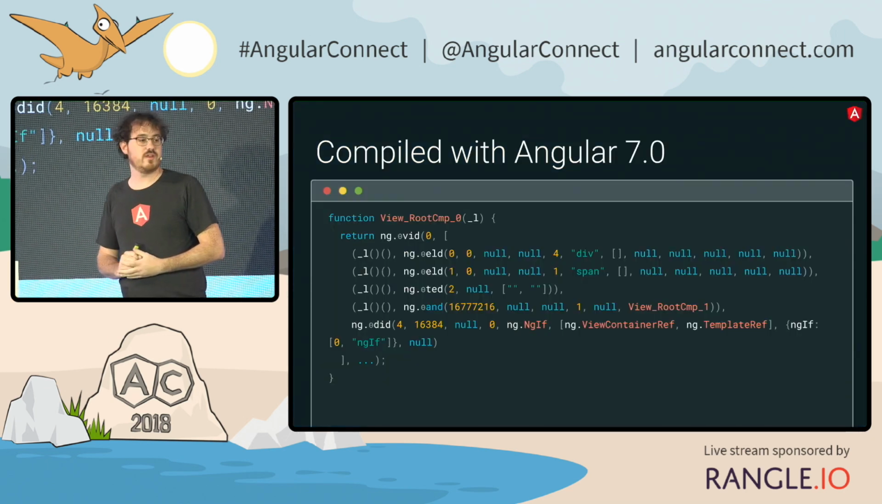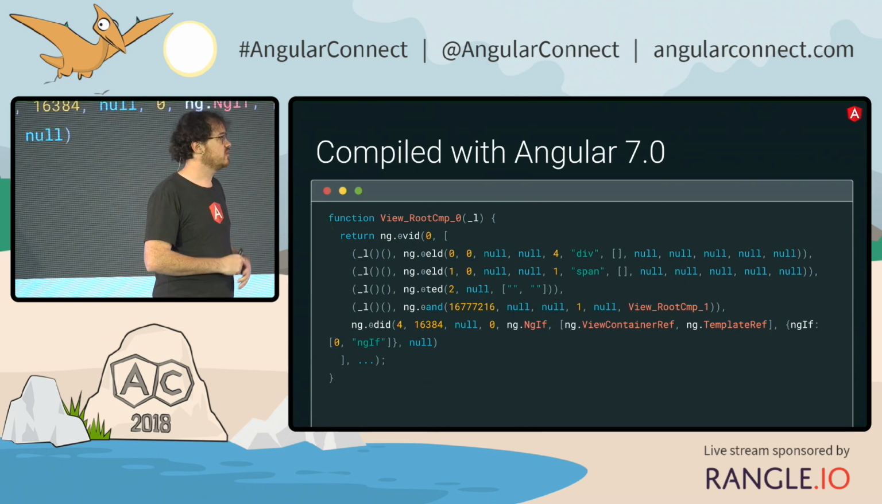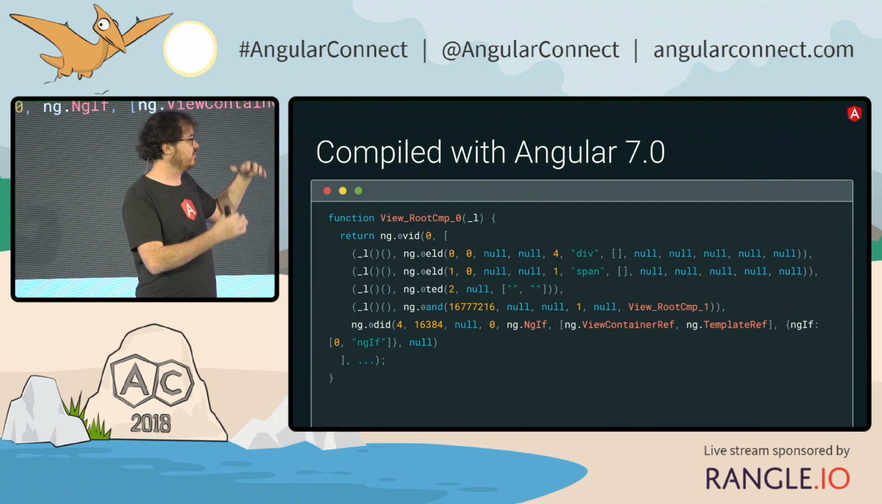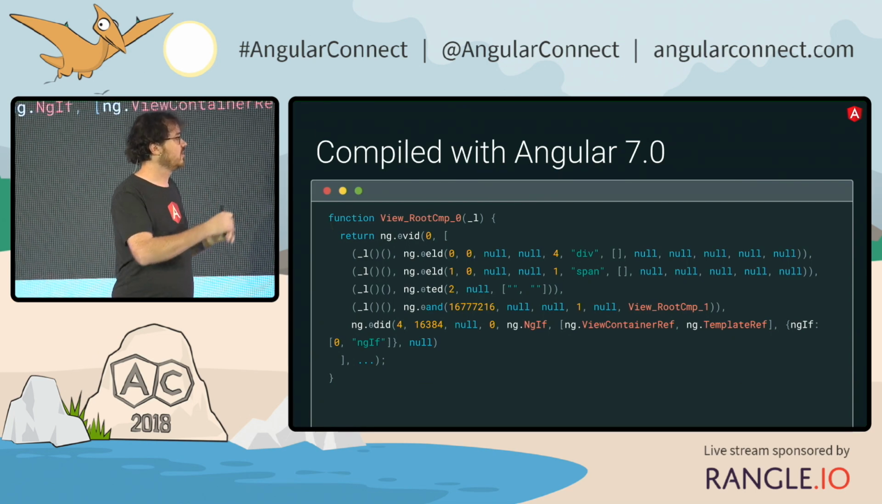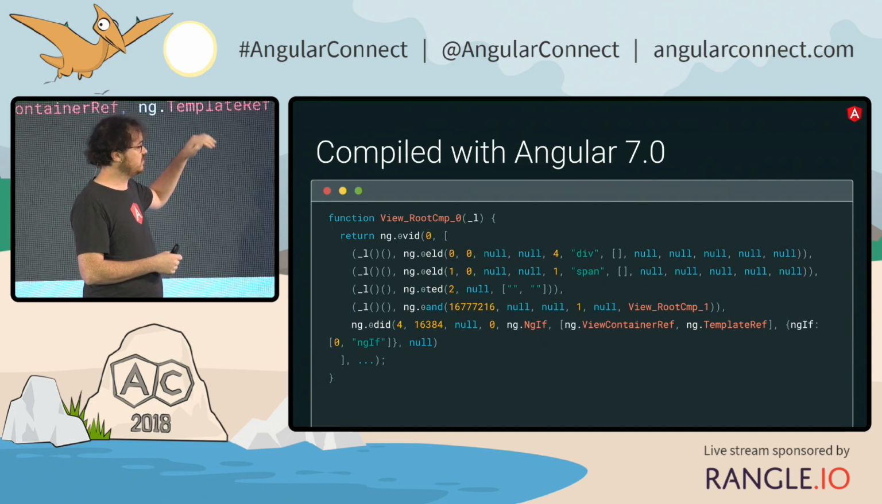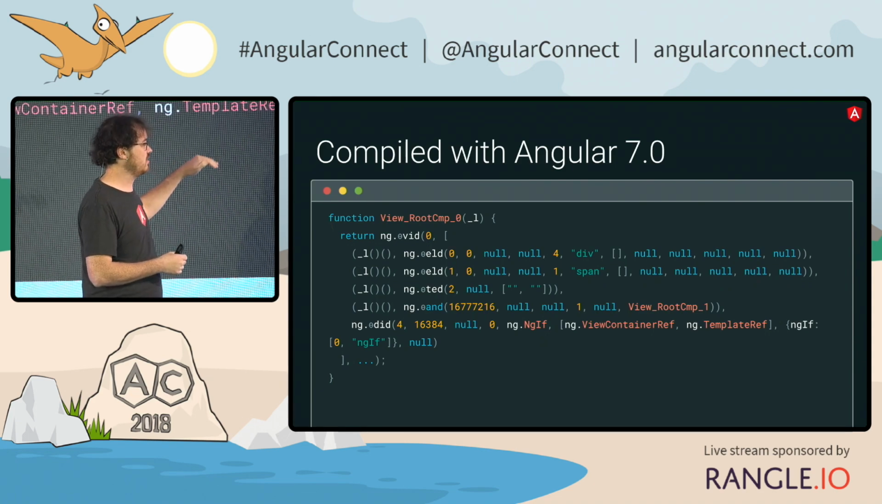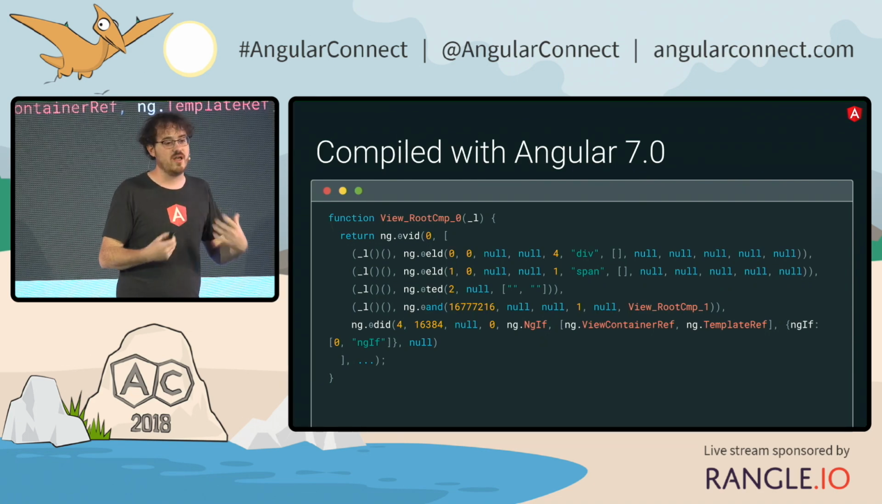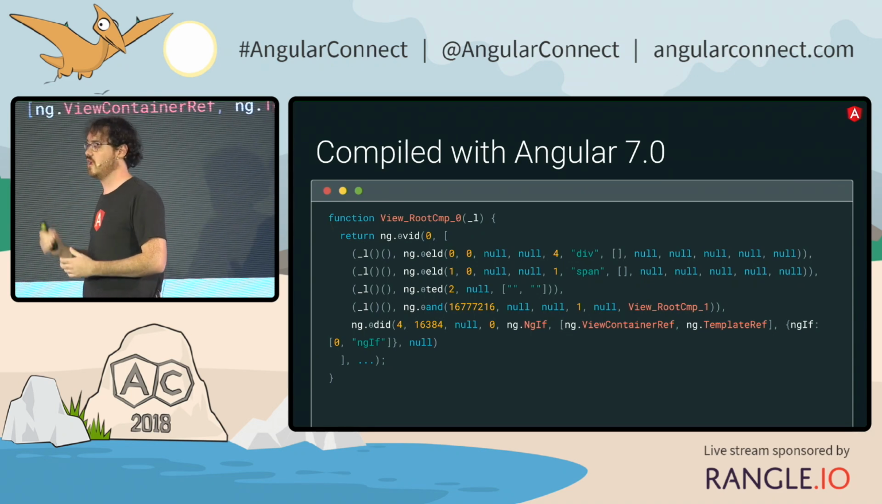So here's what a view engine template looks like. It's much smaller. It's also harder to understand because there's a lot more magic numbers and nulls running around. But we can still get the general idea. We have a div and a span here. You can imagine the next line is a text node. And we still have our NGIF being created to control that child component.